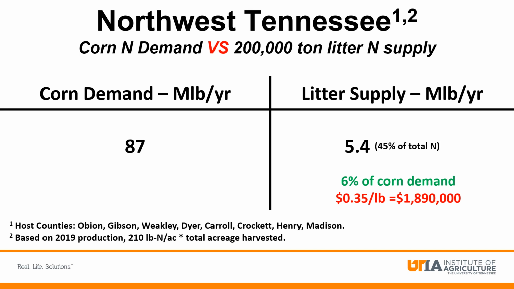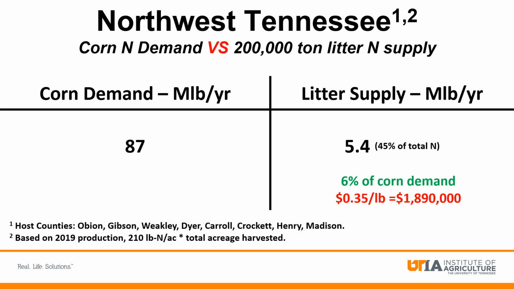Continuing with this analysis for Northwest Tennessee, in this overhead I'm presenting the corn demand for nitrogen in million pounds per year for corn in the host counties. This was computed based on 2019 production for corn and assuming 210 pounds of nitrogen per acre is required for the total acreage that was harvested. That's approximately 87 million pounds of nitrogen per year.